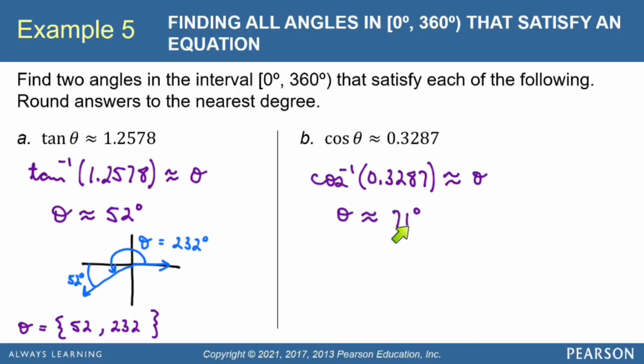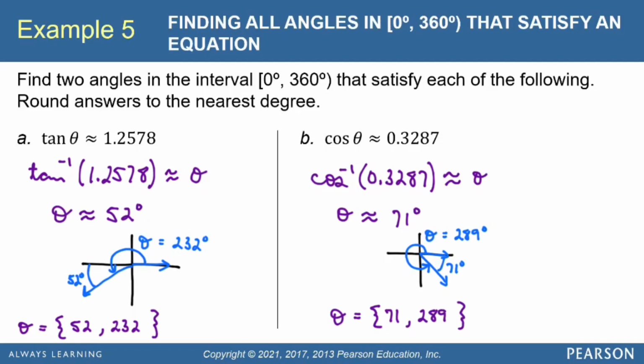And we know that this is one of our solutions, but it's also a reference angle for the other solution. So what is another quadrant where we could get this positive cosine value? And of course, the other quadrant where cosine is positive would be quadrant 4. So I've drawn myself a quadrant 4 angle. I'm looking for this theta, which you can see is going to be between 270 and 360 degrees. And I know that 71 is the reference angle. And so now I can calculate 360 minus 71 is 289. So the two angles between 0 and 360 that have 0.3287 as their cosine are 71 and 289.